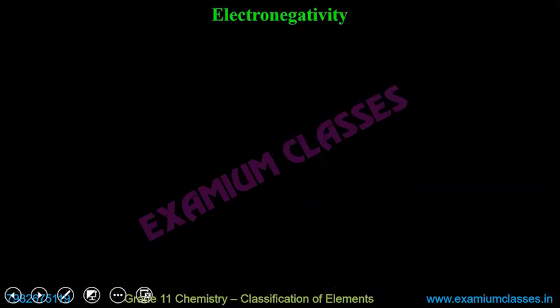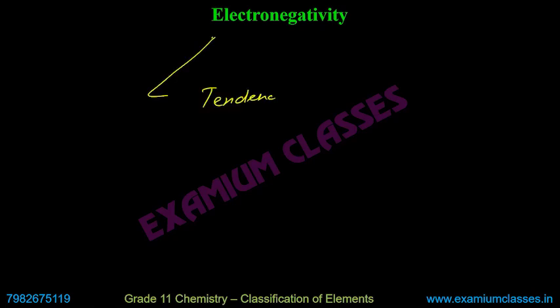Now the next concept, and this one again is slightly confusing. Students are confused between electronegativity and electron gain enthalpy, because for electron gain enthalpy we talk about negative energy, but these are entirely different concepts. Electronegativity is nothing but the tendency, just the tendency, to attract the shared electron pair towards itself.